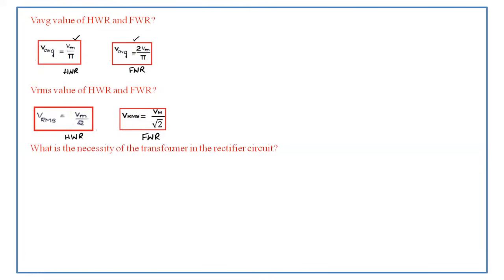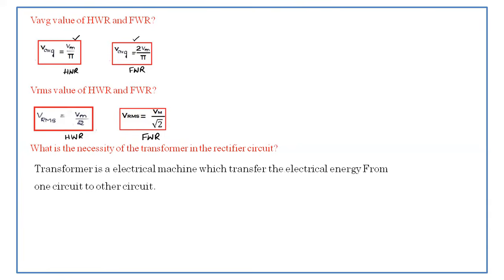Next, what is the necessity of the transformer in the rectifier circuit? In a rectifier circuit, one of the components is the transformer. What is the use of this transformer? A transformer is an electrical machine which transfers electrical energy from one circuit to another circuit. A transformer has two windings, the primary winding and the secondary winding.